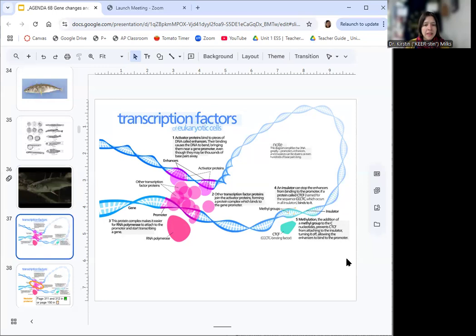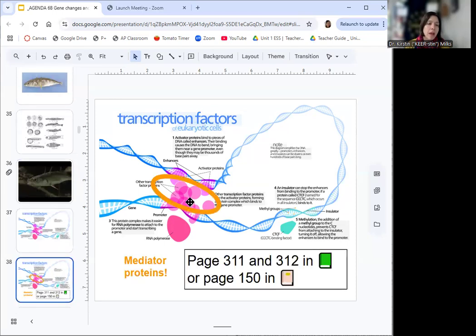There are some other things called insulators. I don't know if we've talked about methylation as a control of DNA, but you learned about that in the videos. It's a really important thing. So the proteins in the middle, we sometimes call mediator proteins.